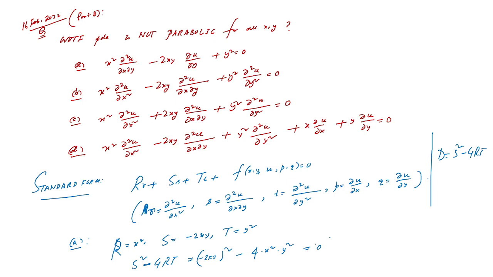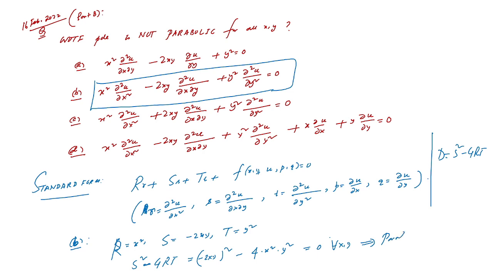Okay. I have done option B. For option B, it is basically 0 for all x, y. That means for option B, this equation is parabolic. So it is parabolic. But what is asked here? Not parabolic. So for that, the option is false.